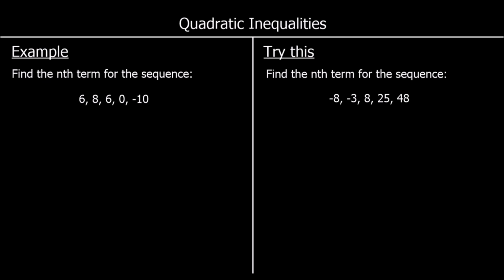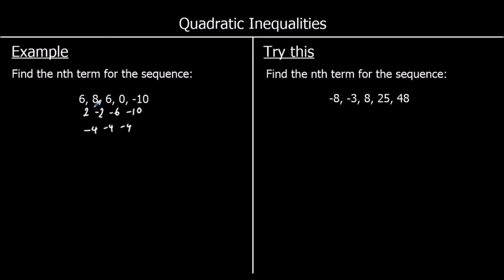And another example. So we're going to do the same thing. We've got negatives involved, but the process is going to be the same. So the first difference, so we've got 2, and then -2, then -6, then -10. And then the second difference, so it's going down 4 every time. The second difference is -4.